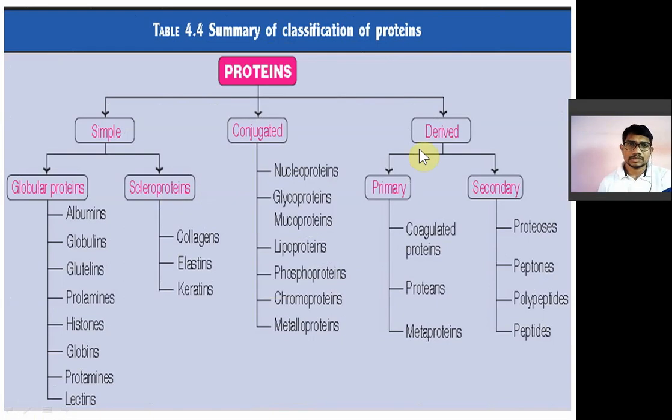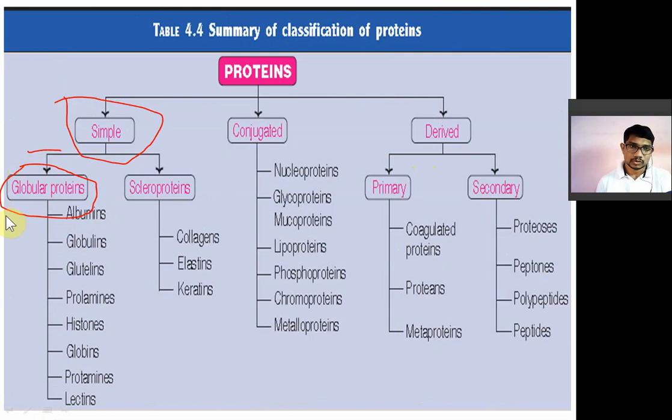Proteins are classified in different ways. First one is simple protein. Simple proteins are further divided into two types. So globular protein. Globular protein means they have an oval shape or globule-like structure. So they are known as globular proteins.